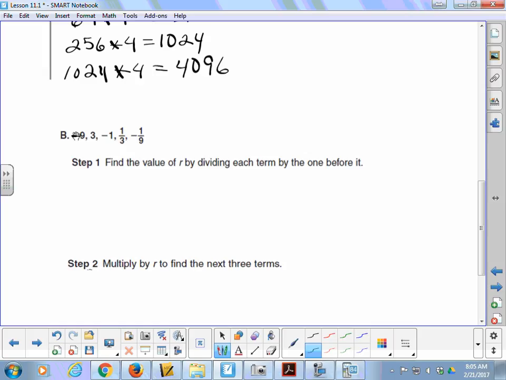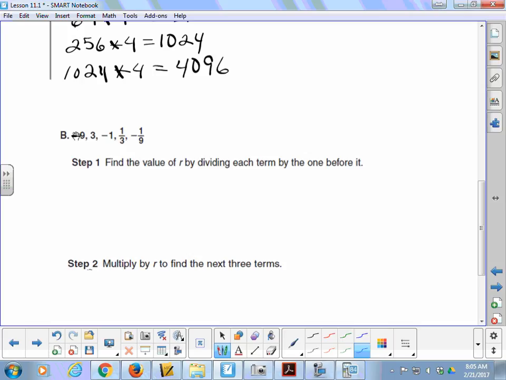So we want to find the next three terms. We'll find the value of r by dividing each term by the one before. Since we know this is a geometric sequence, all we need to do is pick two numbers in the sequence and divide them. You can do any two you want. Lots of times it's going to be the first two that you'll end up doing. Here we have -1, so I like that one best.